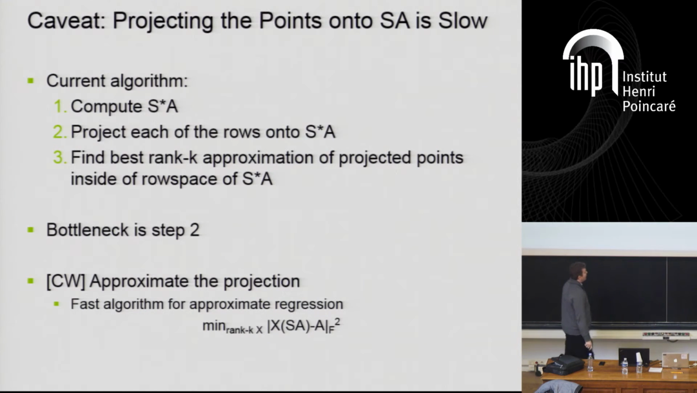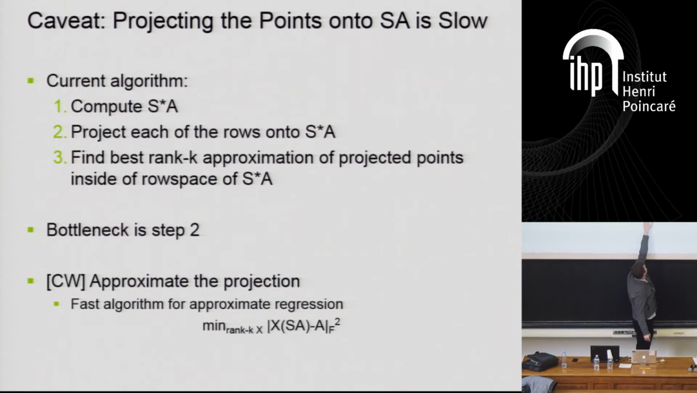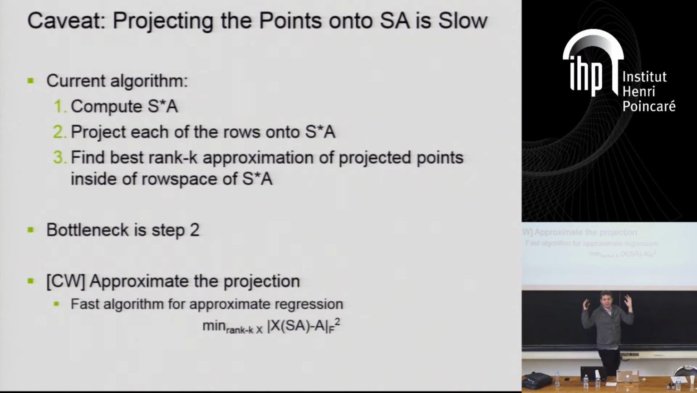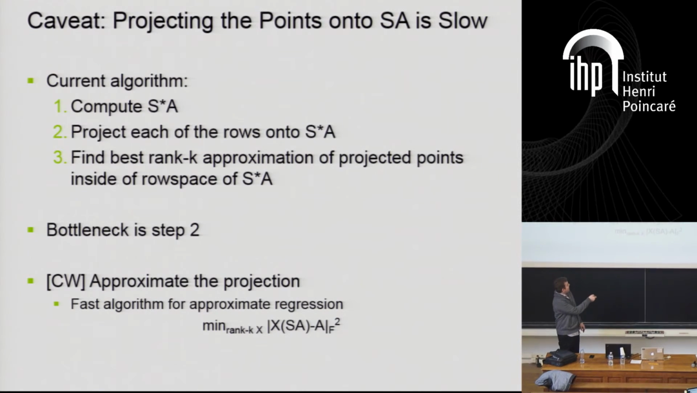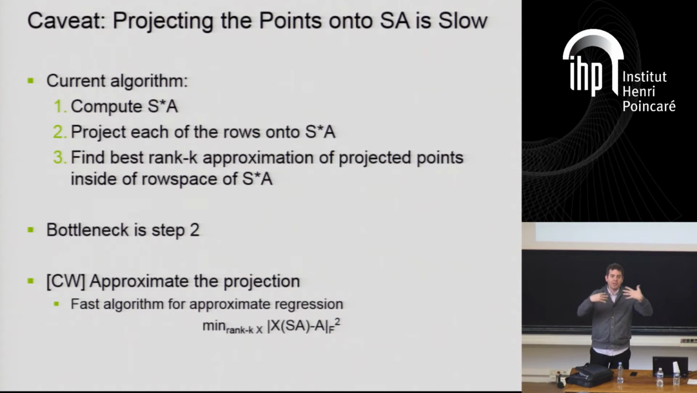So what does it mean to project the n rows of A onto the row span of S times A? It means to take each row of A and find the closest point inside of S times A in squared Euclidean distance. That means finding the coordinates, the first row of X, which determine the vector in the span of S times A. And I want to compute all the projections, so I take the sum over all the n rows and minimize that. If I solve this problem exactly, I would be projecting the points onto S times A, but instead I'm just going to solve it approximately.